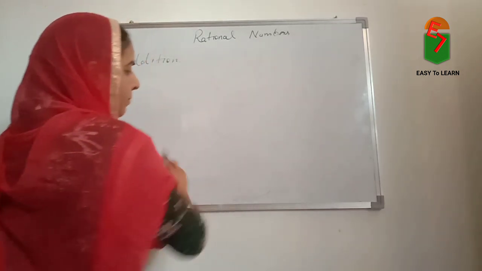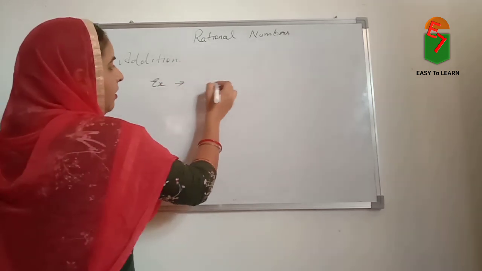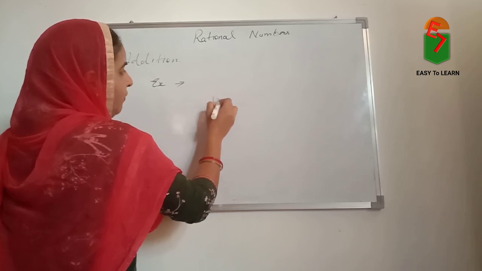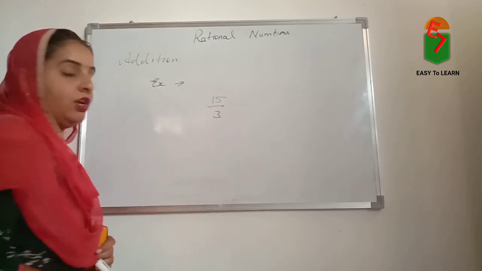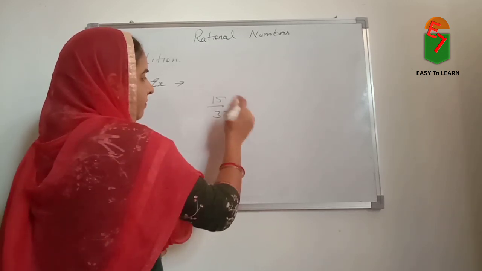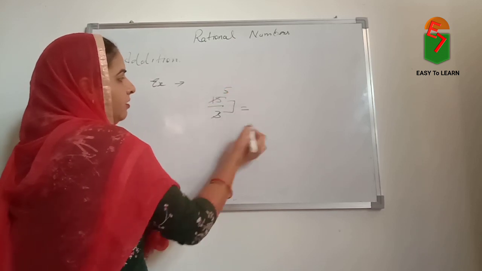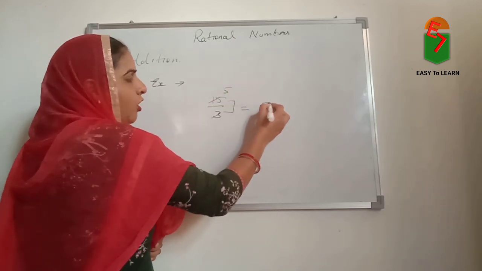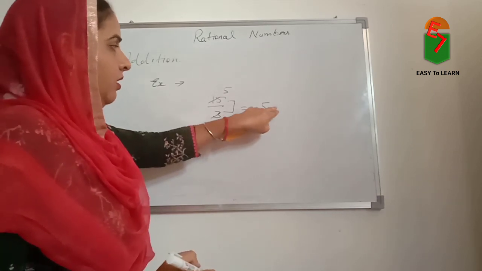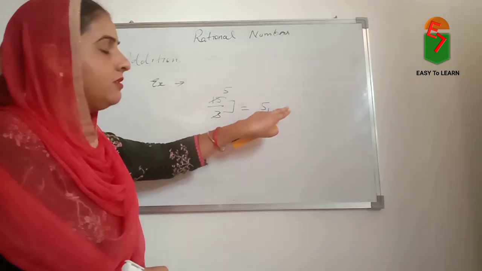We take one example for this. Our answer is 15 by 3, but it is not simplified. Cut it: 3 fives are 15. Now our answer is 5. It is in the standard form.